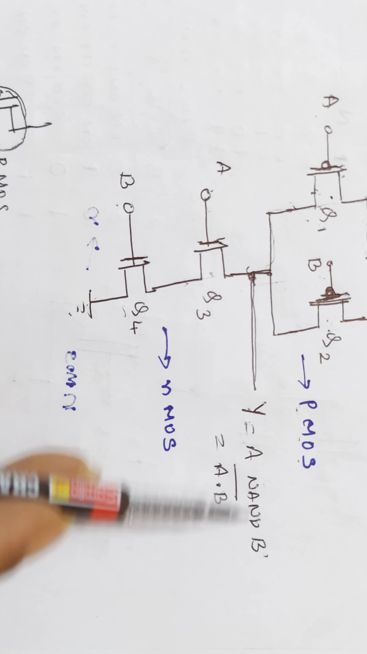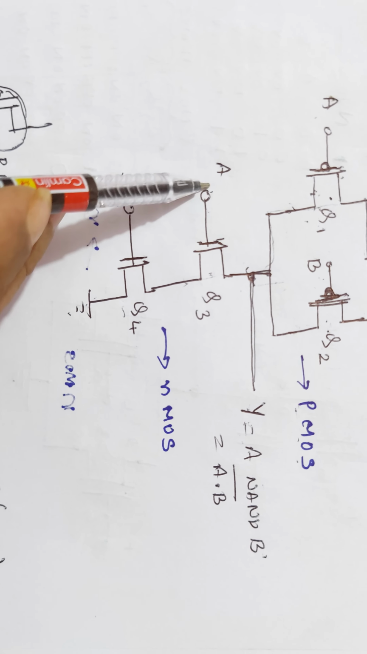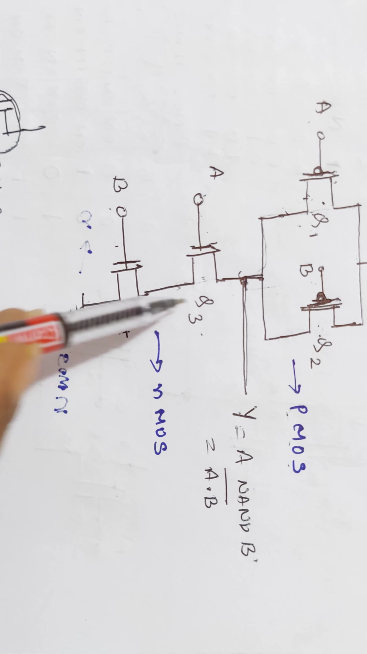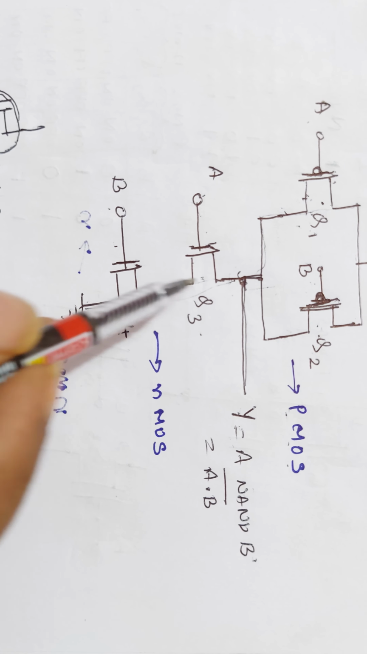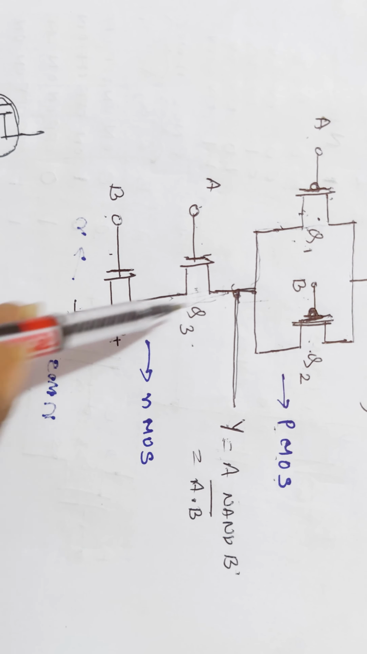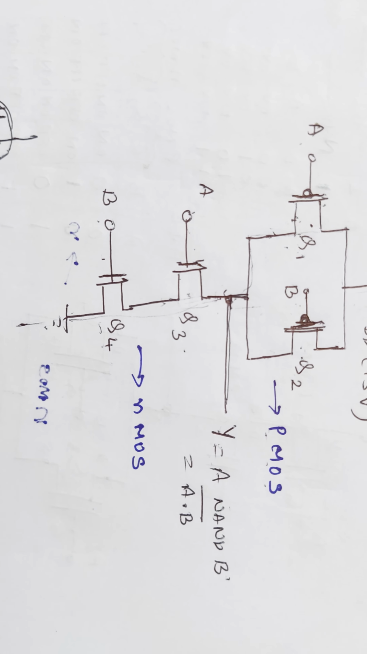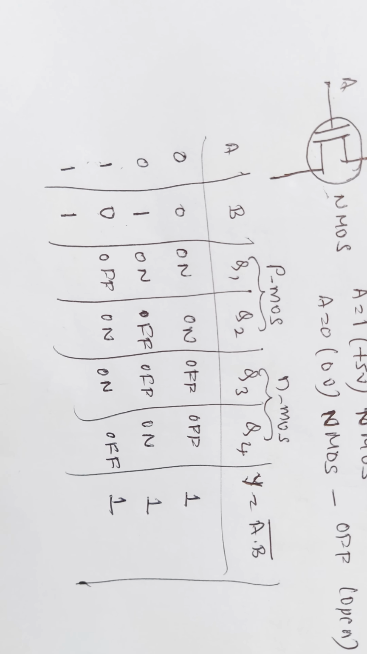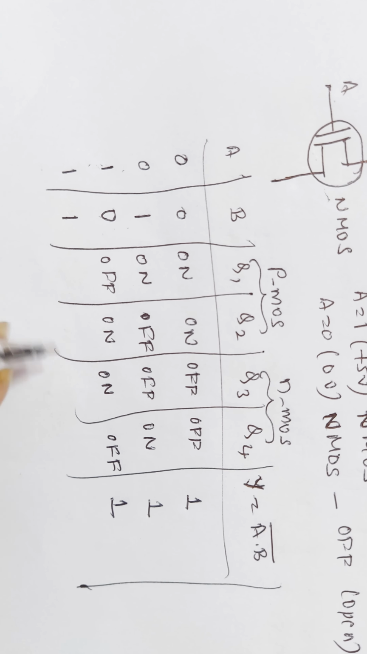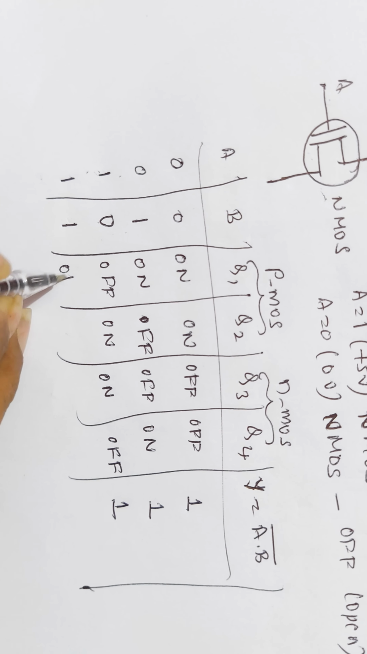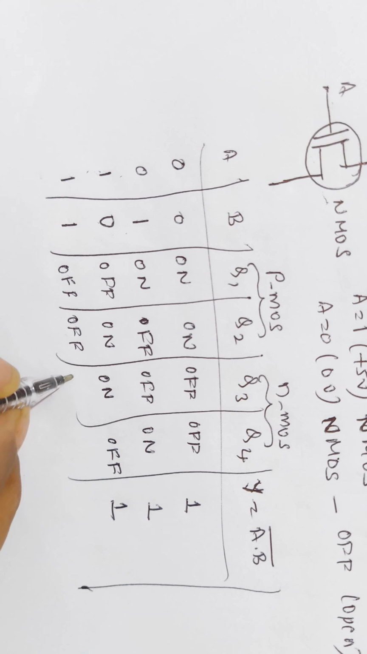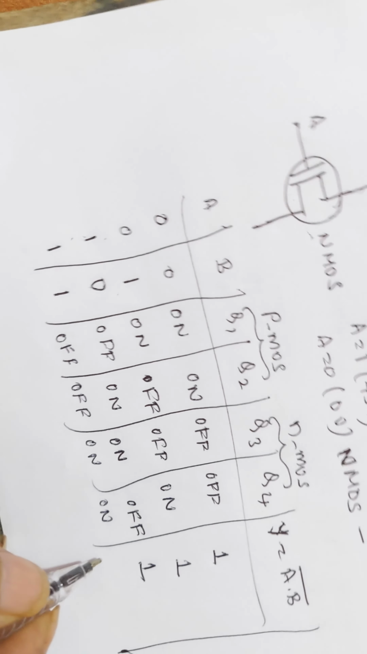But however, to get output equal to 0, current should flow to ground here. When A equals 1, this goes on. When B equals 1, this goes on. These two act as closed switches. So the current finds a closed path to the ground. The current will flow to the ground and no current will flow to the point Y. Therefore, output Y is 0. So in the fourth case, when A equals 1, B equals 1, both P channels Q1 and Q2 go off, both N channels go on, and the output is 0.